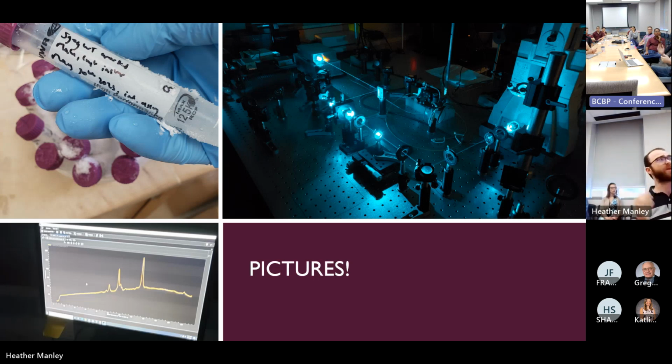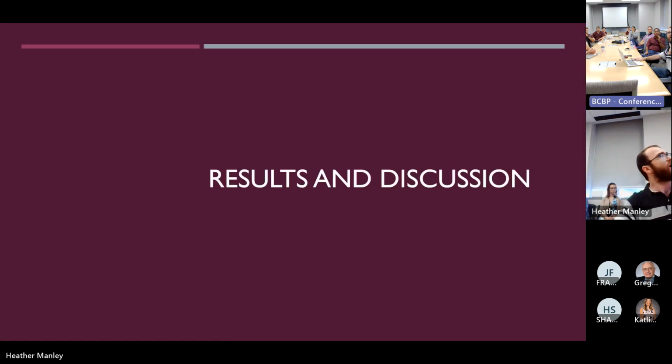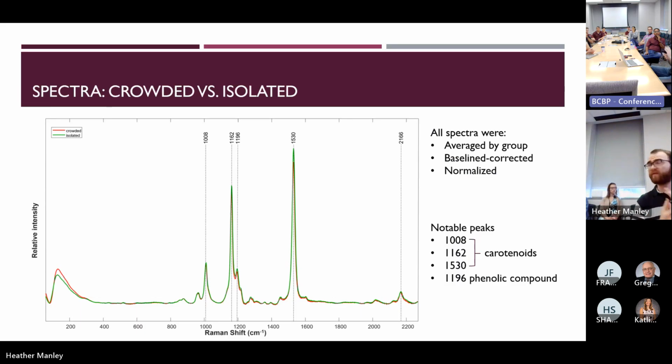The laser then goes in the microscope and is recorded through a camera and outputs the spectrum, which you can see on the program used on the computer. So for my results and discussion, I first want to start with the spectra of all of the spectra we gathered. The spectra were averaged by group for crowded and isolated. They were baseline corrected and then normalized, and it gives the spectra that I have here.